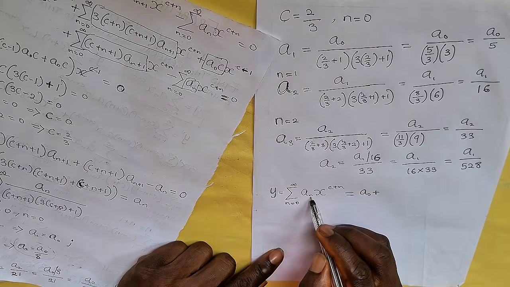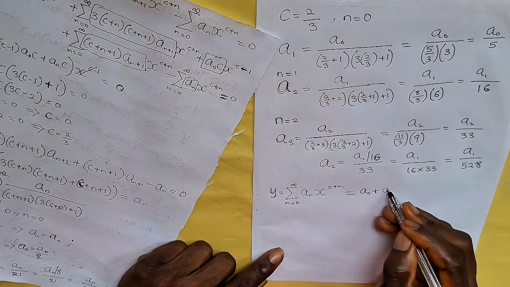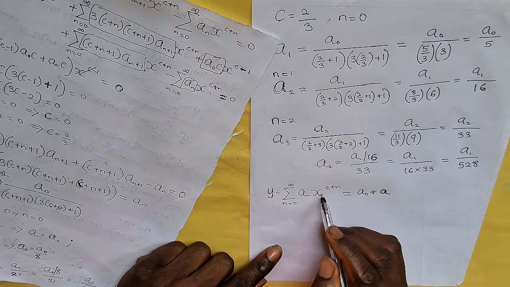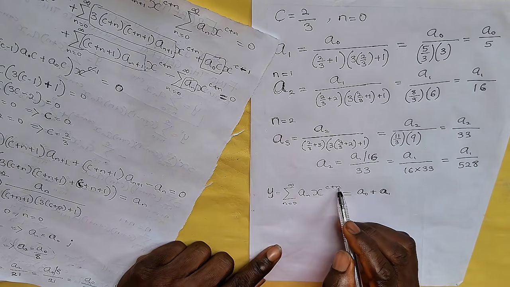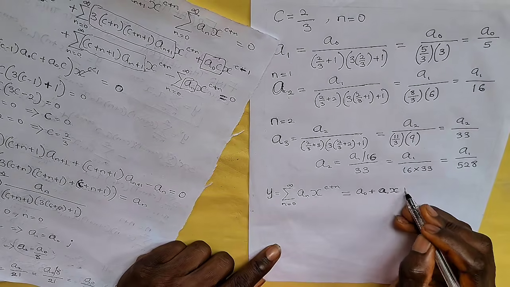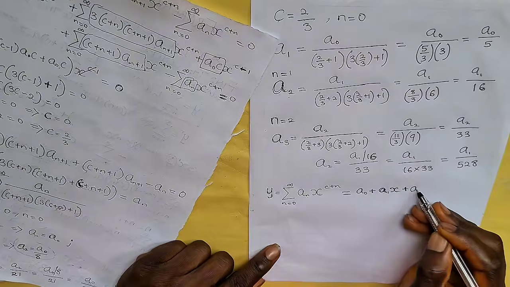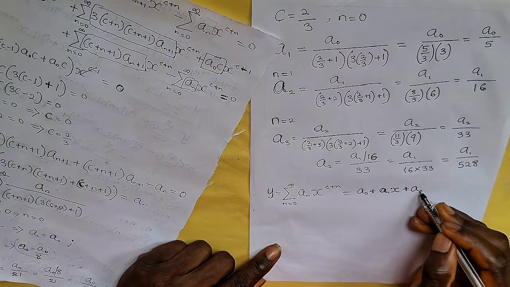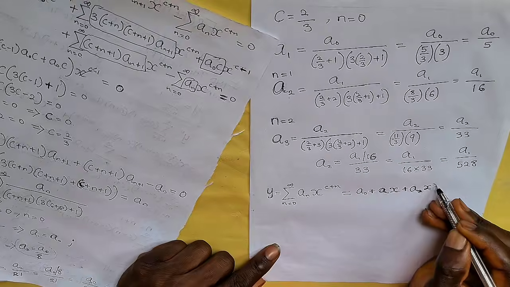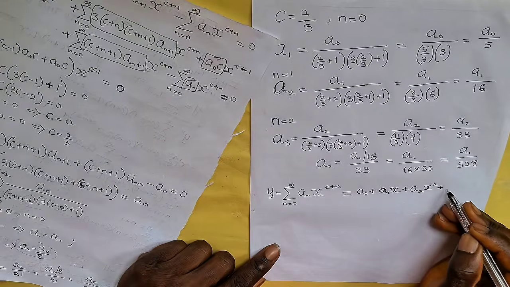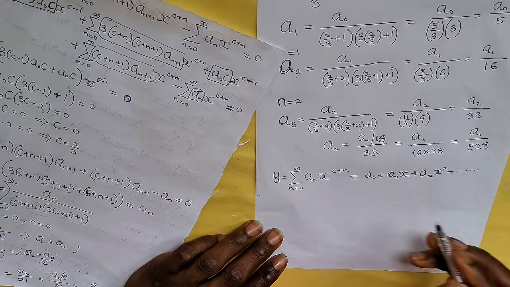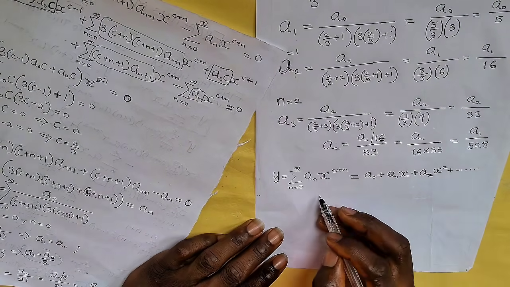Now look at this, when n is equal to 1, I'm going to have a1. C is still 0, so the power is now 1, so I'm going to have x. Then when it's 2, I'm going to have a2 x raised to power 2, plus, so it keeps going like that. You can stop at 5. So that is how you are going to write the equation.